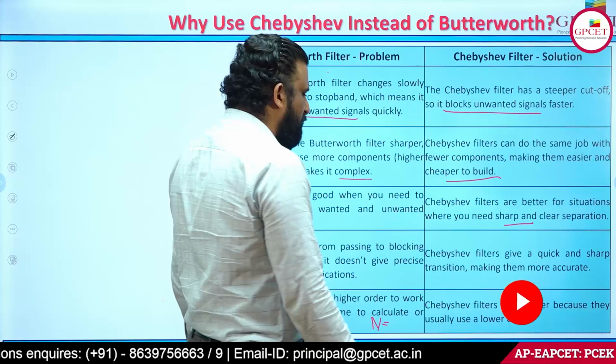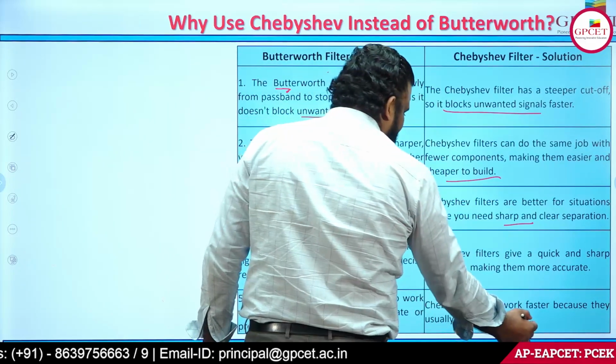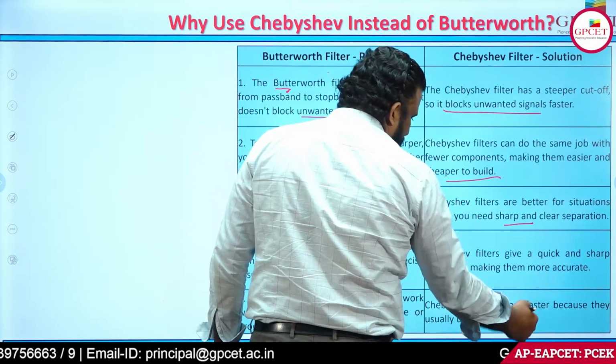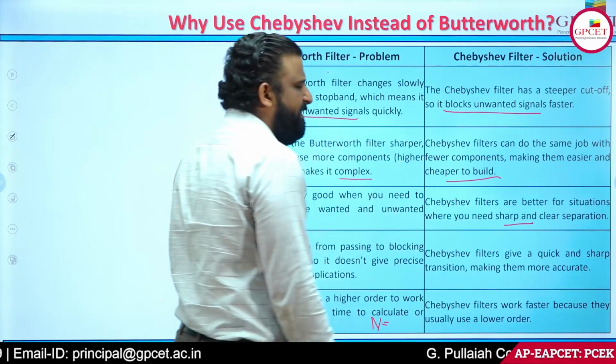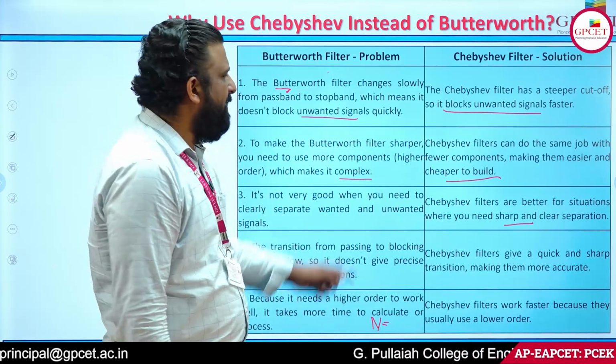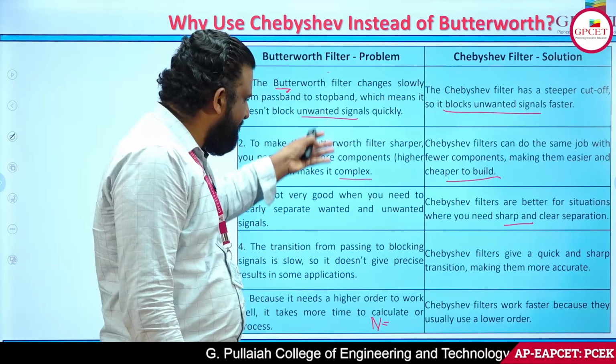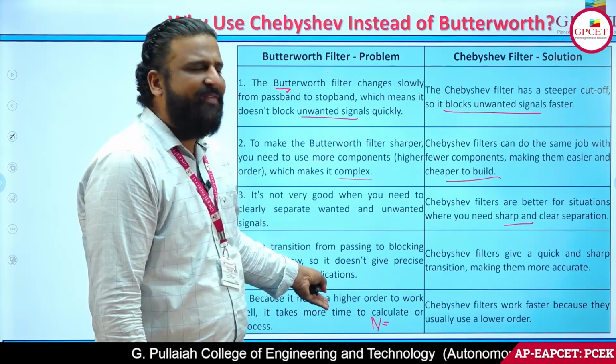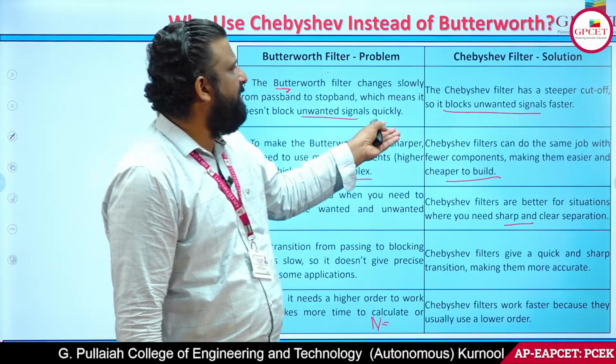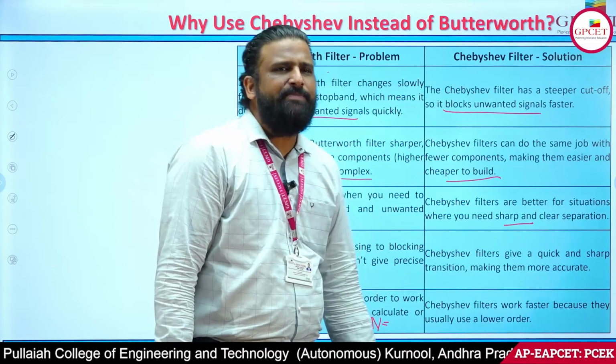But what happens here? Though it takes the higher order filter, and also usually uses lower order filters, it is very fast in calculating, that is, in designing the analog filter. So these are some of the drawbacks present in the Butterworth filter, and those drawbacks can be overcome by the Chebyshev filter.